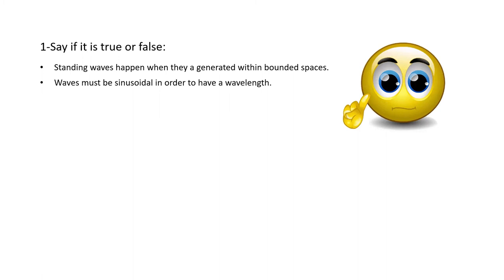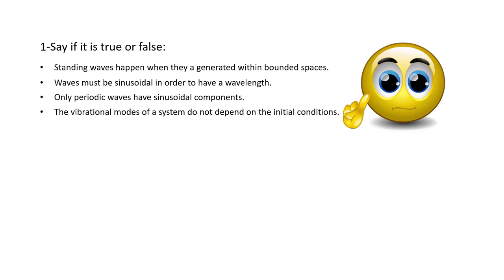Waves must be sinusoidal in order to have a wavelength. Only periodic waves have sinusoidal components. Vibrational modes of a system do not depend on the initial conditions. The sound out of a vibrating membrane has overtones, but not harmonics.